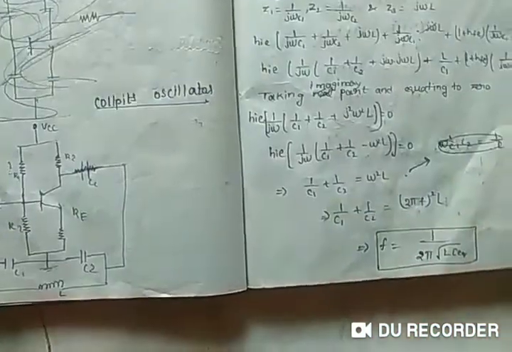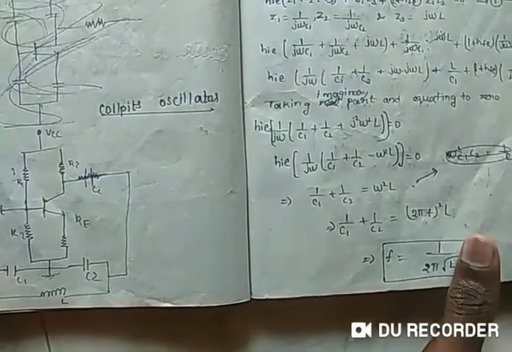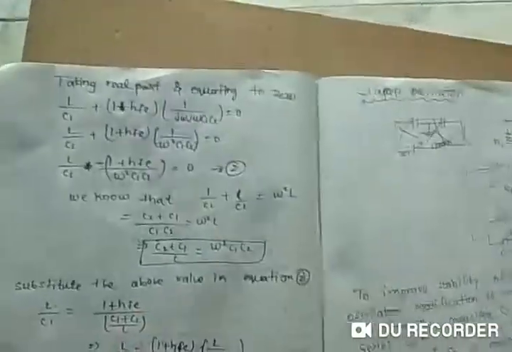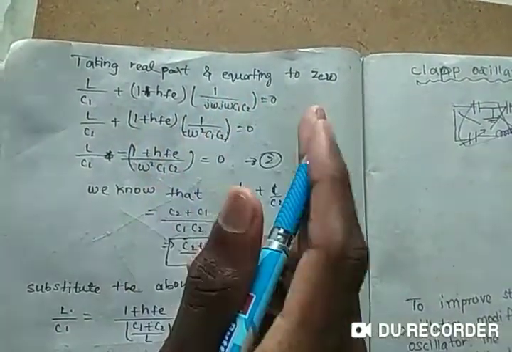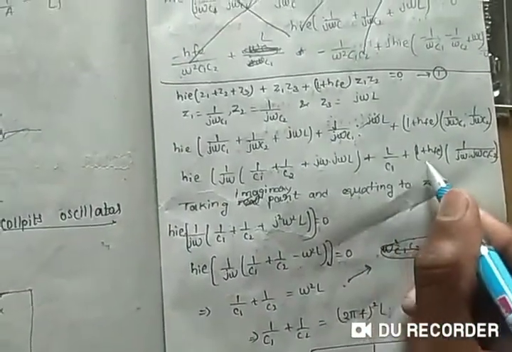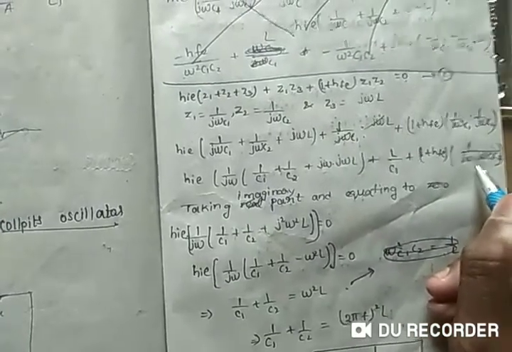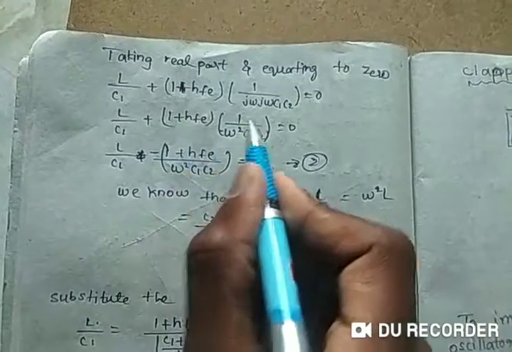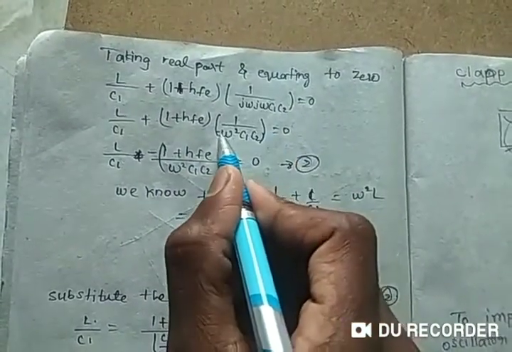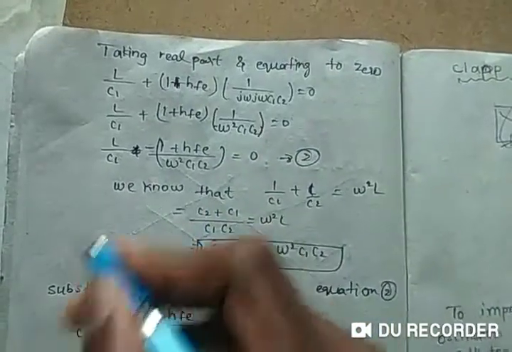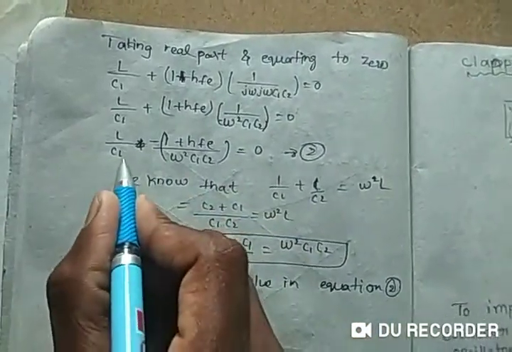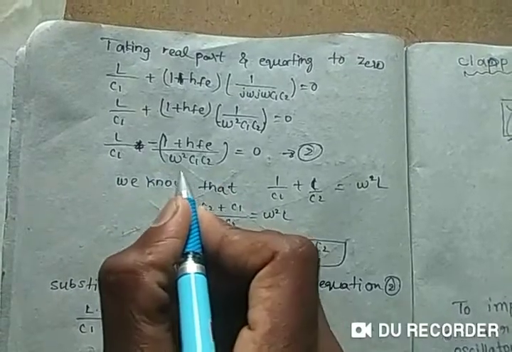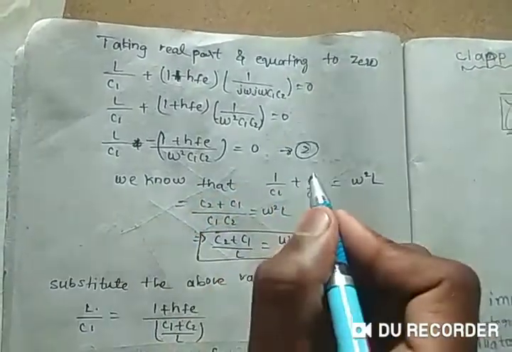Okay, and now we need to find out the current gain of the Colpitts oscillator. Taking the imaginary part and equating it to 0. Here is the imaginary part, L by C1 plus 1 plus hfe into 1 by j omega into C1 plus C1 C2. L by C1 plus 1 plus hfe into j square minus omega square C1 C2, and taking the minus front side, L by C1 minus 1 plus hfe into omega square C1 C2, that is equal to 0. Consider this as equation 2.